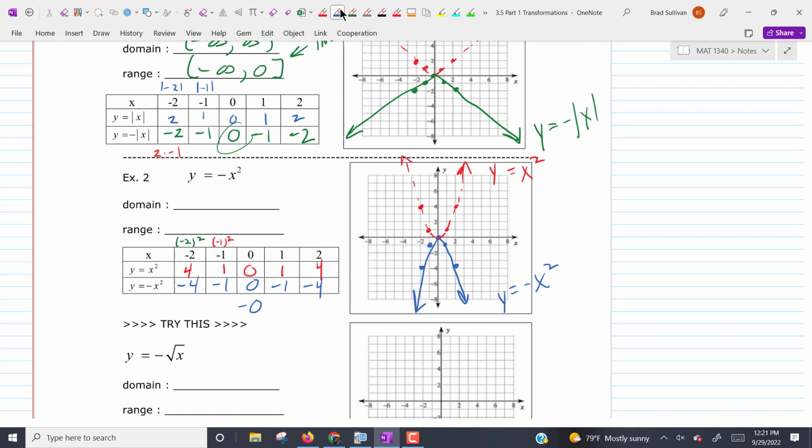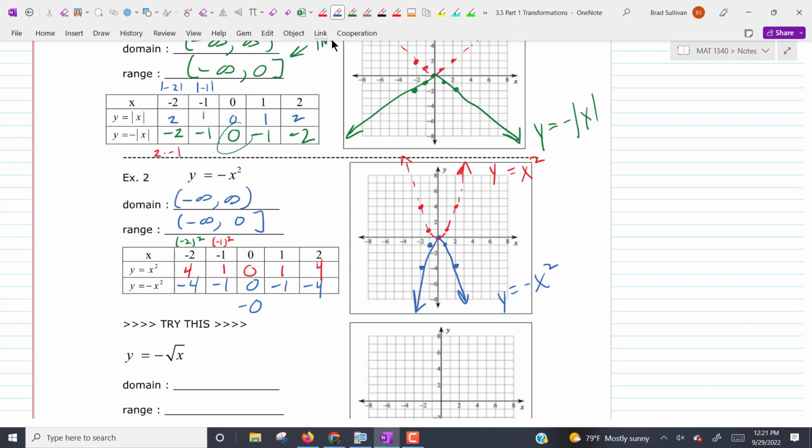The domain on this, look at the blue graph. That can be anything. So x can be anything. We're only using -2 to 2. It's just as a way to get the graph. We could go as far as we wanted to, and we'd always get a y value. The range is exactly the same as the first example. That's going from -infinity until you get to 0. Okay, so that's how that goes.